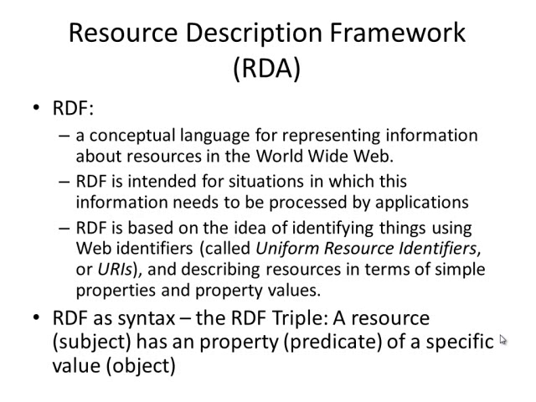And then we talk about those resources in terms of properties and property values. The way that this is done is through what's called a triple, the RDF triple. It's just simply a way of saying that a resource, the subject, has a property, which is a predicate, of a specific value, which is an object. So we have subject, predicate, and value. And let me give you an example of that here.